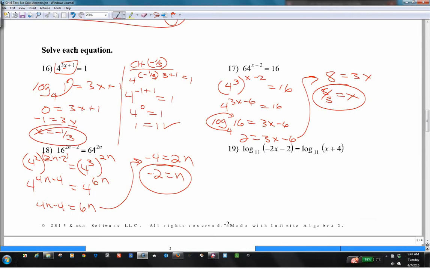The next one, I have two logarithms that are equal. There's nothing added or subtracted, so this is a simple one. The bases need to be the same. So I have negative 2x minus 2 is equal to x plus 4. What's inside the logs must be equal.